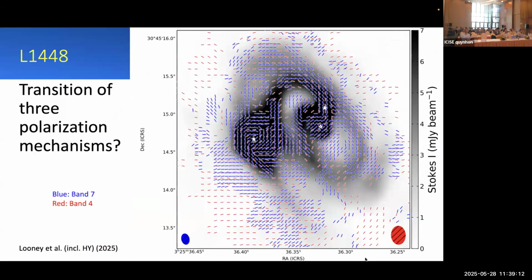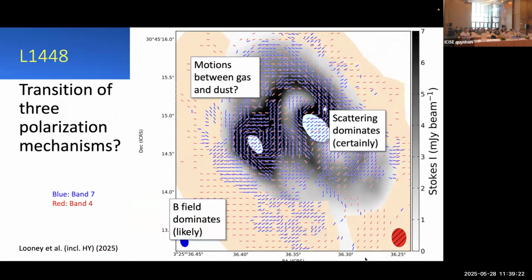Here's another interesting example. We have a high resolution observation towards the L1448 system. In this system, we see 3 mechanisms that are in play. Close to the stars, these are 2 stars, so yeah, we have some sort of uniform patterns here and here. They are likely dominated by scattering. And on the larger scale, you see in general some sort of hourglass shape. Or not, it's hard to see. But we conclude that this comes from the magnetic field, which likely dominates.